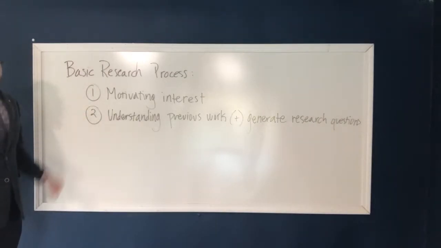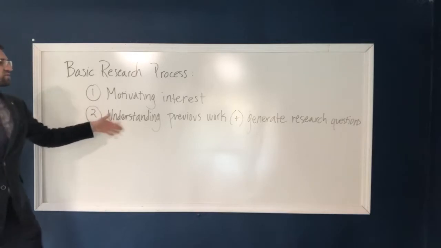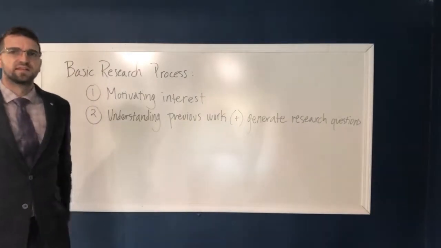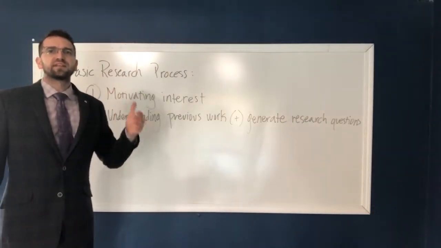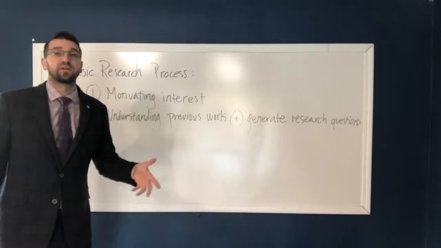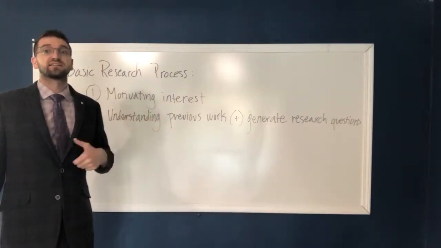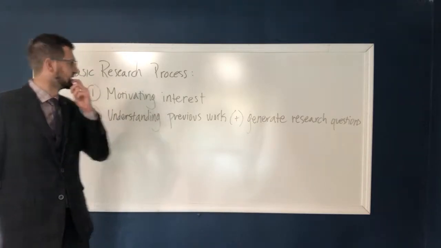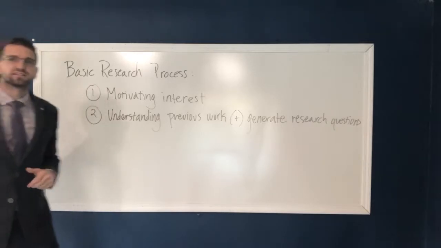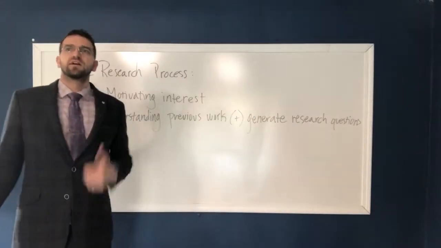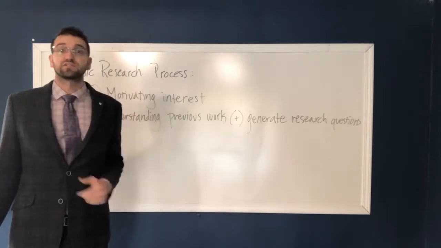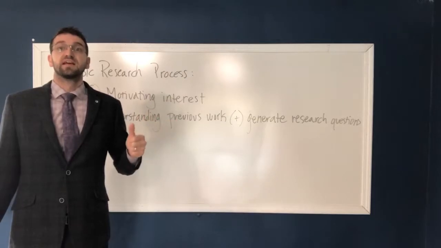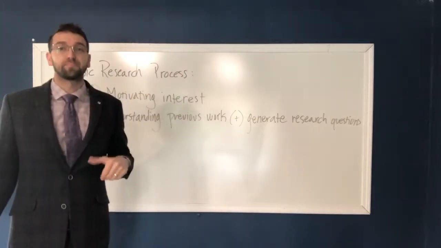The second step, if you will, in the research process is understanding previous work and generating research questions. So, you all have probably used the library website at one point, or you will in the future, to find scholarly articles or journal articles for short. Once someone is interested in a certain area of research, they can go to a library website and just start searching, or even Google or Google Scholar, right? And just finding as much information as they can about the topic.